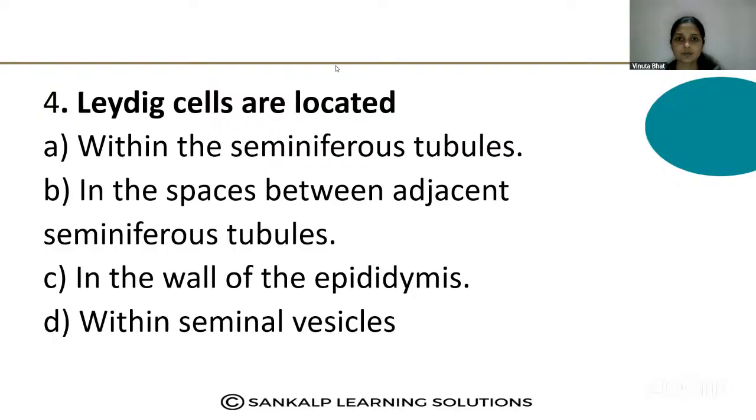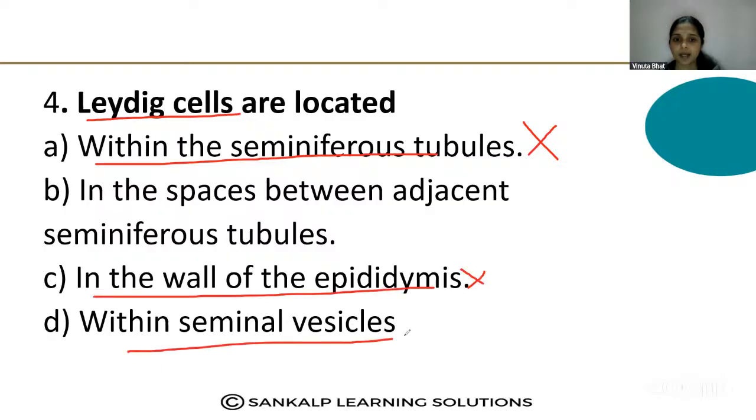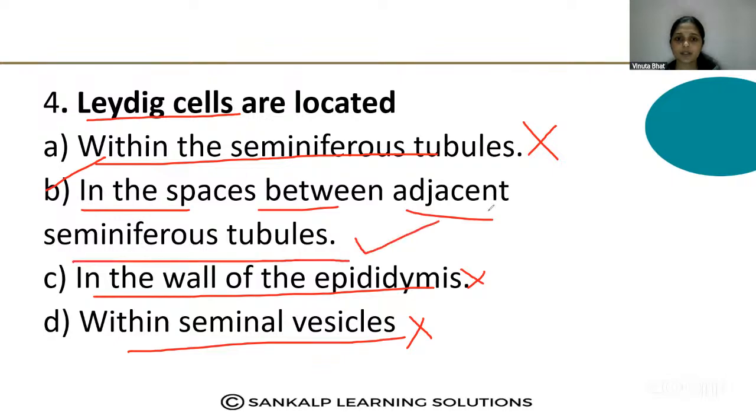Leydig cells secrete the androgens. Within the seminiferous tubule? No, they are not present in the seminiferous tubules. In the wall of the epididymis, no. In the seminal vesicles, no. So option B is the correct one, in the space between the adjacent seminiferous tubules.